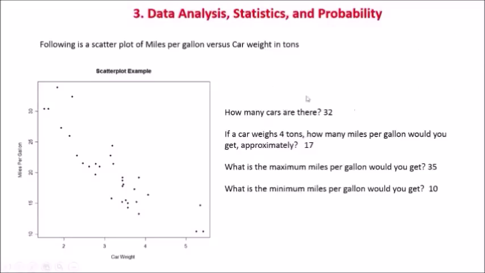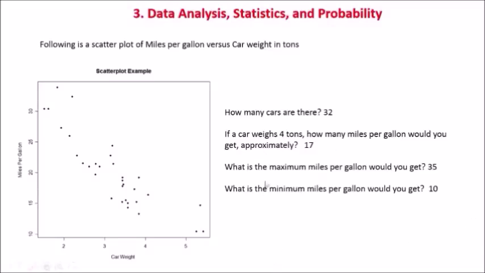So how many cars are there? Each dot is a car. So if you count the number of dots, that many cars are there in this picture, okay? And then if a car weighs 4 tons, how many miles per gallon would you get approximately? So when you have exactly 4 tons, and then you go up, this car is about 4 tons, and then go across, that's about 17 miles per gallon, okay? So for a 4-ton weight car, the miles per gallon is about 17, okay?